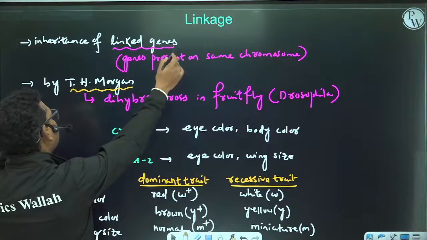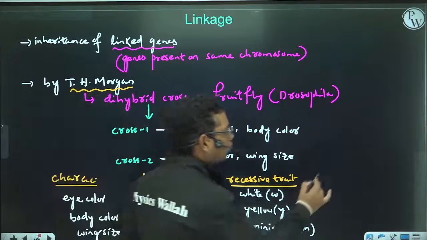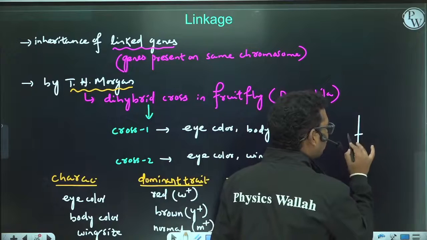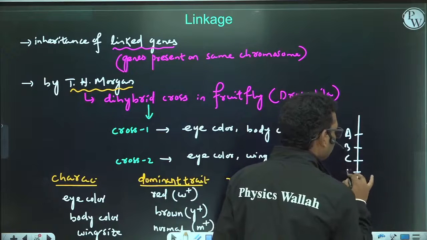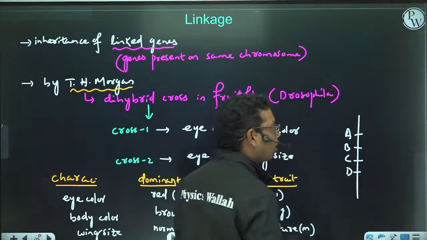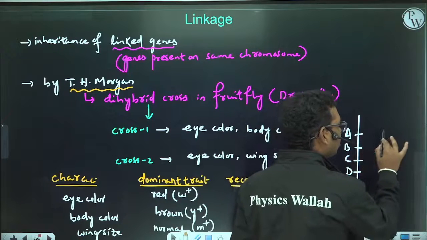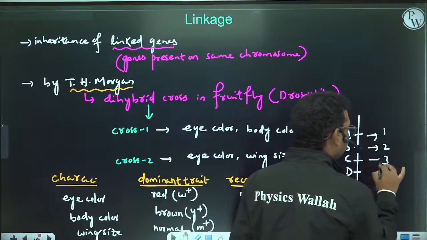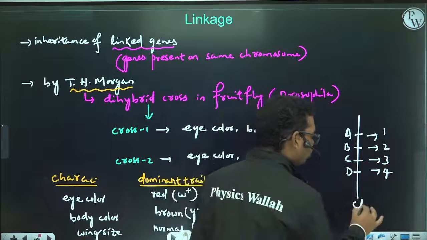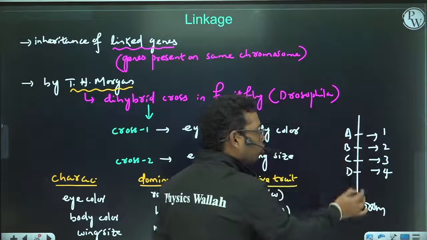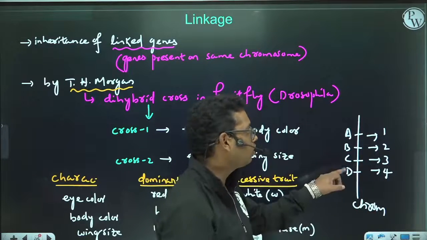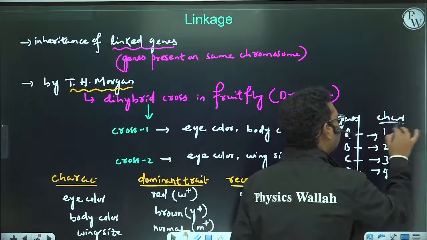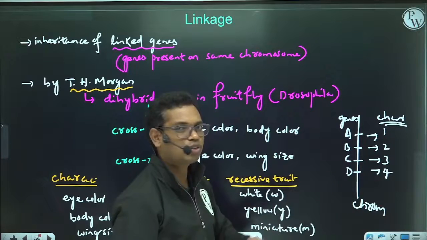So what is linkage? Suppose this is a chromosome, and this chromosome has a number of genes. Suppose this is gene A, gene B, gene C, gene D. These are the genes, and the characters controlled by these genes are, suppose, character 1, character 2, character 3, and character 4. This is one chromosome. So on a chromosome, a number of genes are present. A, B, C, D are the genes, and 1, 2, 3, 4 are the characters.